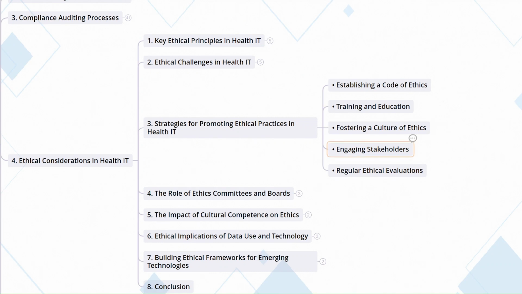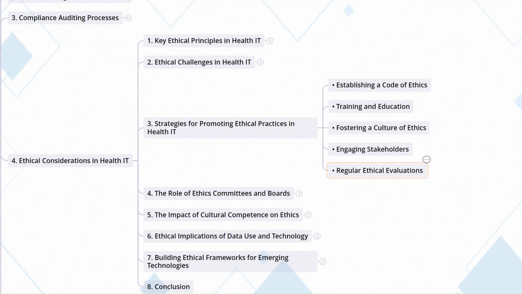Next, engaging stakeholders. Involving a diverse range of stakeholders such as patients, clinicians, IT professionals, and ethicists in discussions about ethical considerations can provide diverse perspectives and lead to more comprehensive decision making.